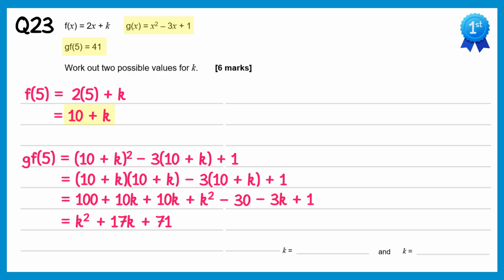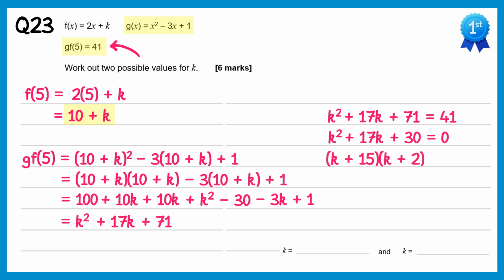But we've been told in the question up here, gf of 5 is 41. So we can write this quadratic here equals 41. We can now just solve this. Let's take away 41 from both sides, so the right hand side is 0. That will give you k squared plus 17k plus 30 equals 0. And then we can solve this by factorising. So if you factorise it, you get (k plus 15)(k plus 2) equals 0. And that gives you your 2 k values. From the first bracket, k equals negative 15. And the second bracket, k equals negative 2.